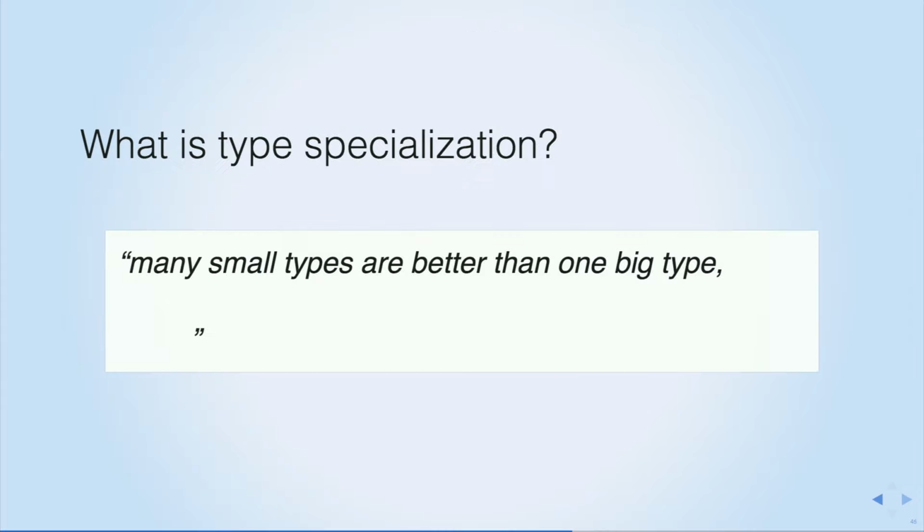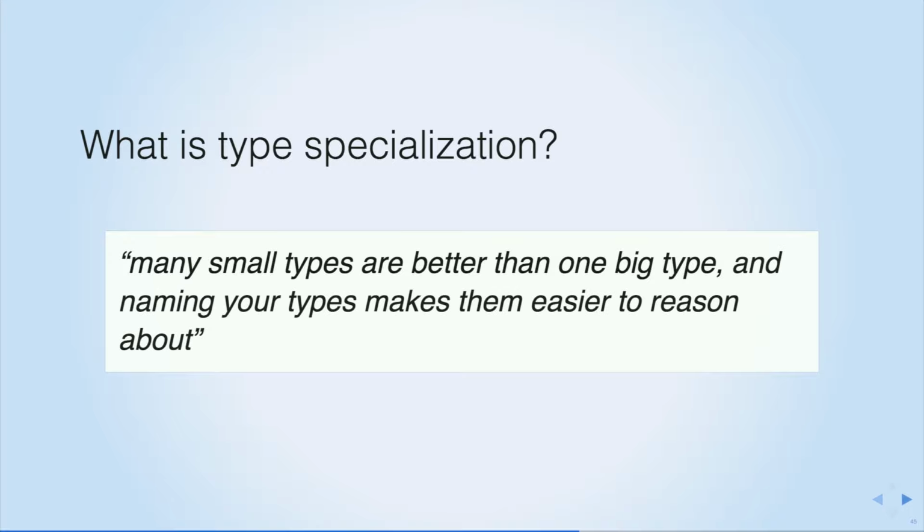But before we do that, I want to extend this definition of what is type specialization one tiny bit further. So many small types are better than one big type, and naming your types makes them easier to reason about. Having names on things allows you to see exactly what it's going to be used for and where it's going to be used across your application.